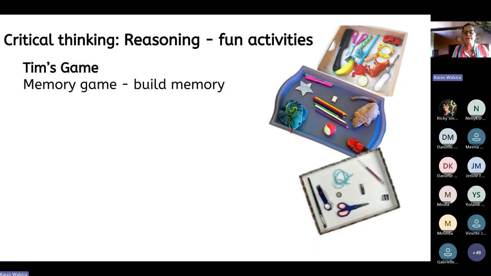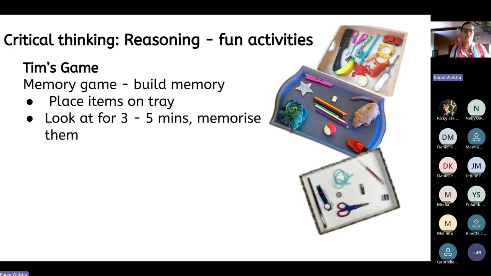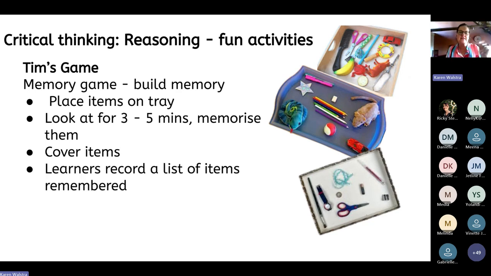So placing a whole lot of items onto a tray or onto a book or onto something that's a surface, a space where they know this is what you've got to look at, and then getting them to look at it for 3 to 5 minutes, not long, and remembering then what is on that tray. And then what you would do is you would cover all of the items so that they can't see them, and they would then have to write down the list of what they saw. And then you compare those lists and check the answers and see how many.